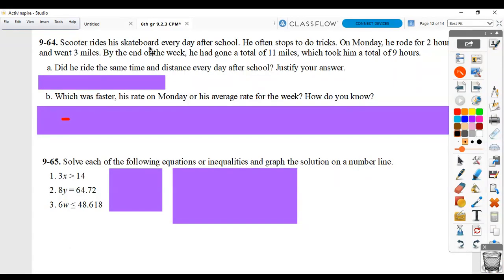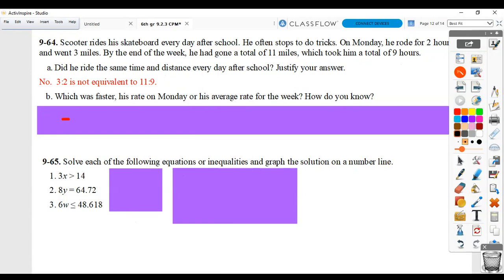Scooter rode his skateboard every day after school. He often stops to do tricks. On Monday, he rode for 2 hours and went 3 miles. By the end of the week, he went a total of 11 miles, which took him 9 hours. Did he ride the same time and distance every day after school?